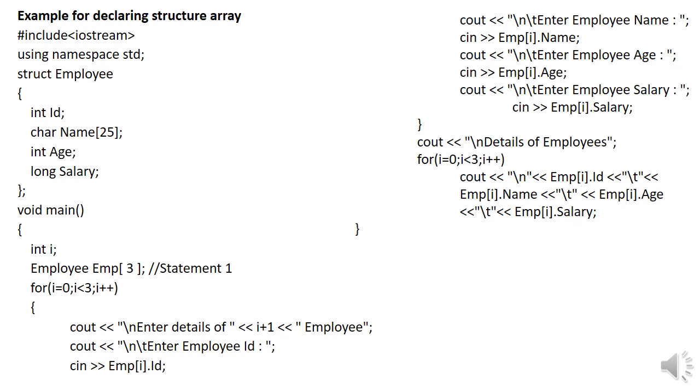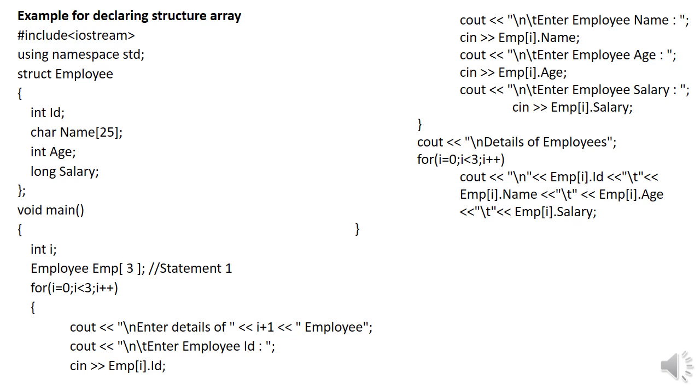Then inside the main function, I have created the structure object using the syntax employee, object name, and inside the square brackets, the size of the object. Here you can see that the structure is employee, the object name is emp, and the size is 3. So using this object, we can store 3 employees' data.